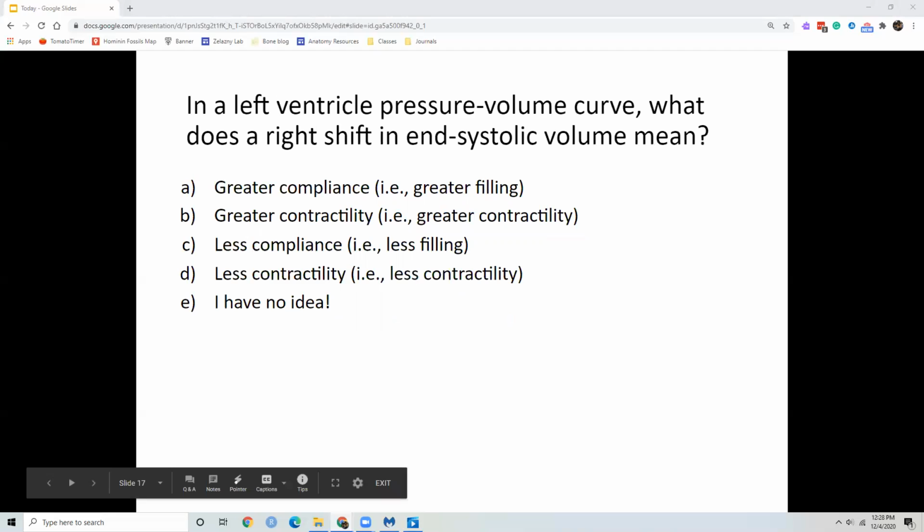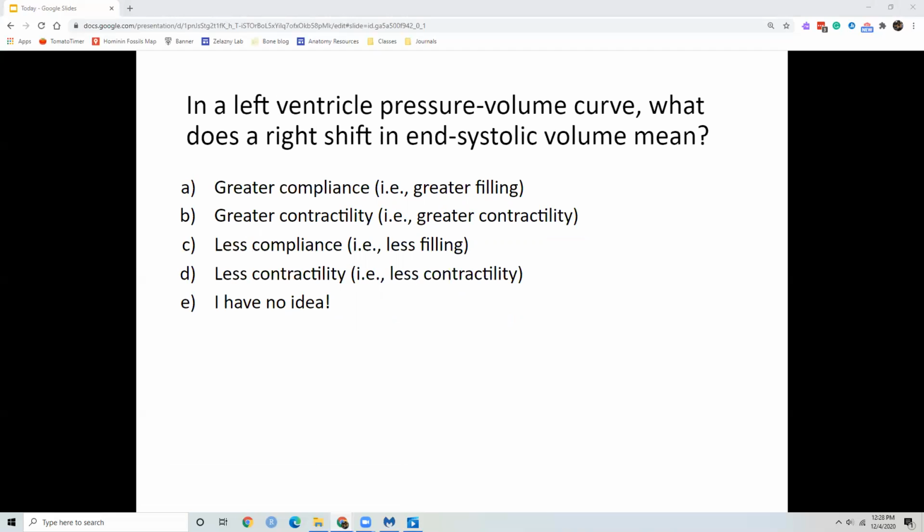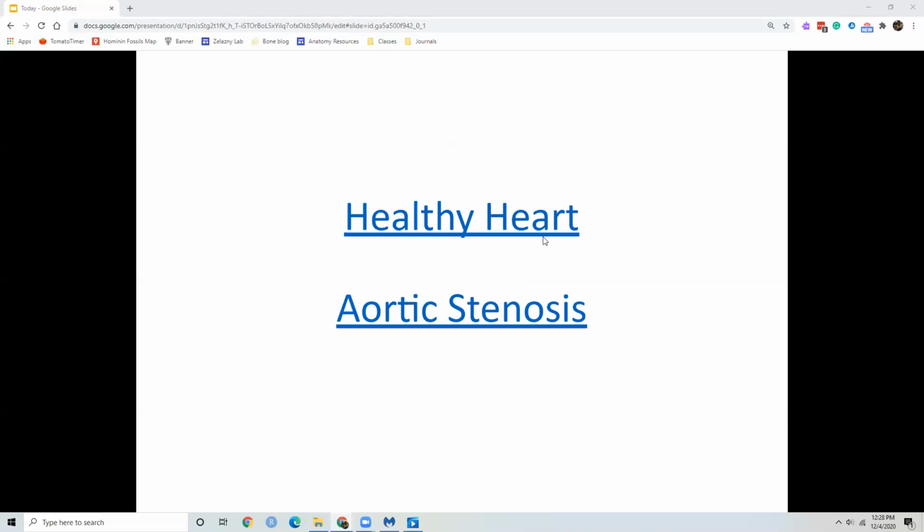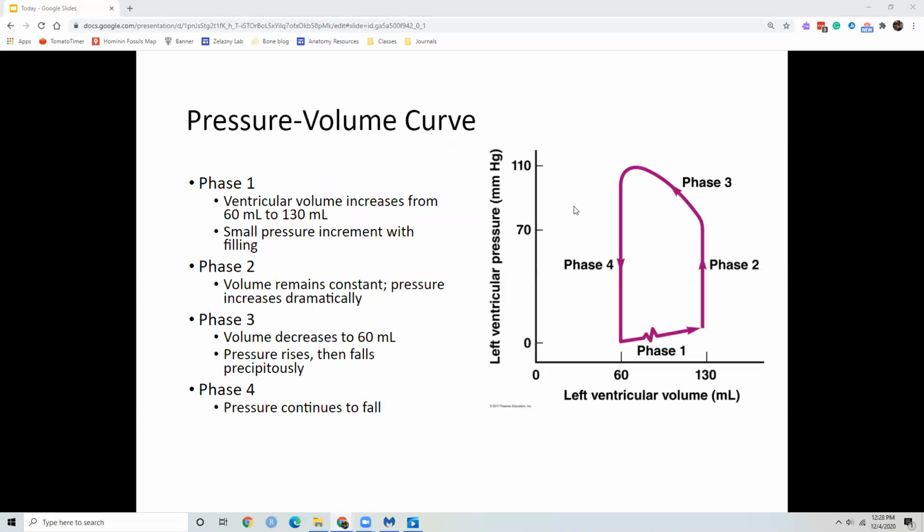Okay. So we want to think back. So you can go ahead and flip back to that diagram of our pressure volume curve. And I want you to think about what it would mean if we saw a right shift in the end systolic volume. So I'm going to scroll back just so you know what I mean. So say we're seeing a right shift, like we're moving to the right.